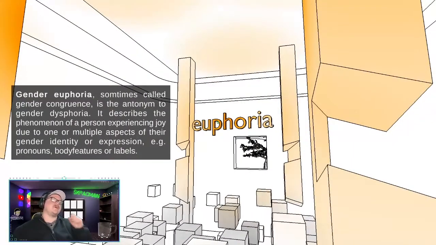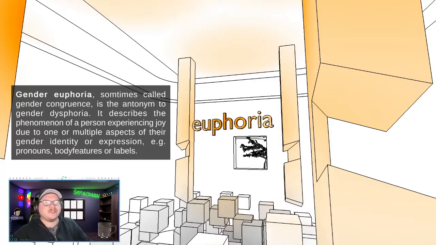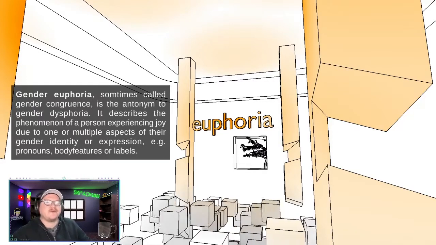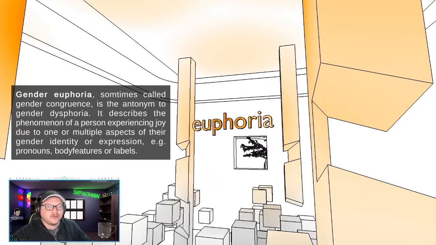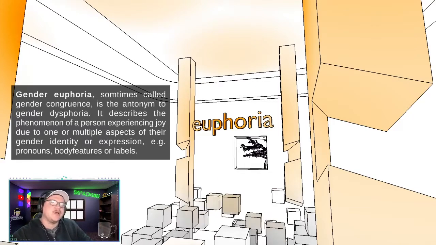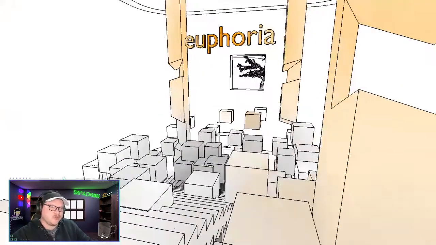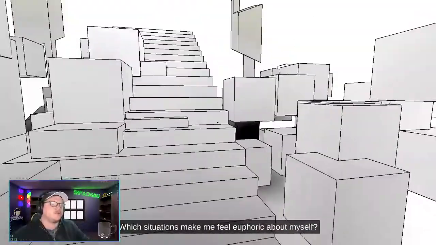Gender euphoria, sometimes called gender congruence, is the antonym to gender dysphoria. It describes the phenomenon of a person experiencing joy due to one or multiple aspects of their gender identity or expression, pronouns, body features, labels, etc. Which situations make me feel euphoric about myself?